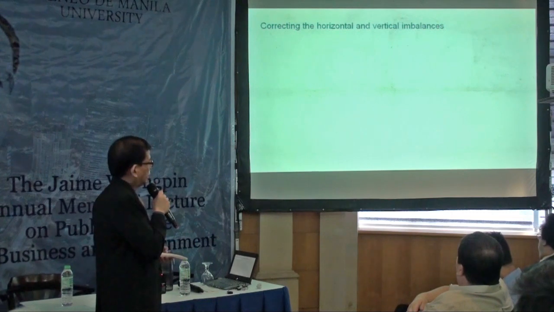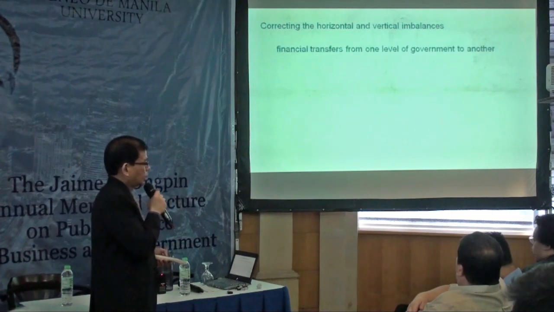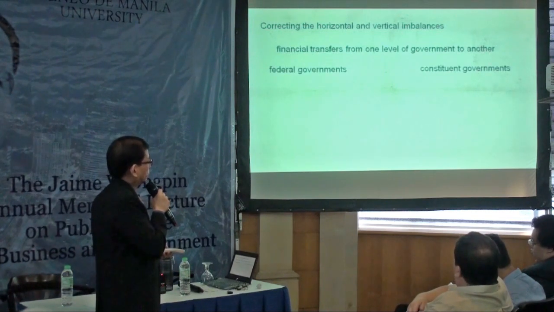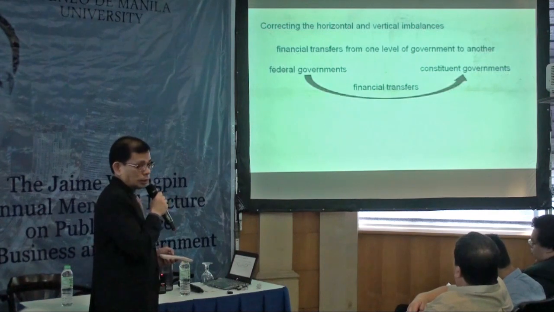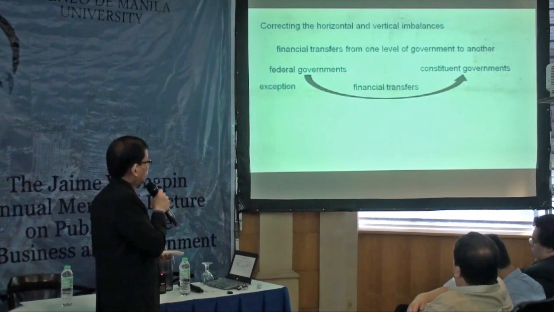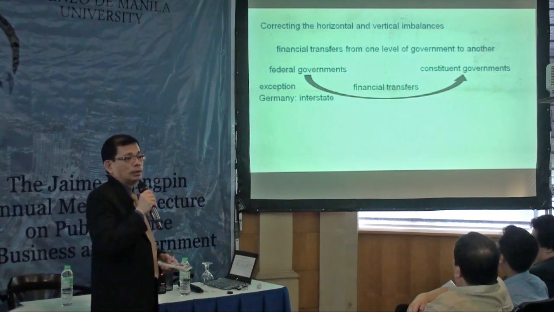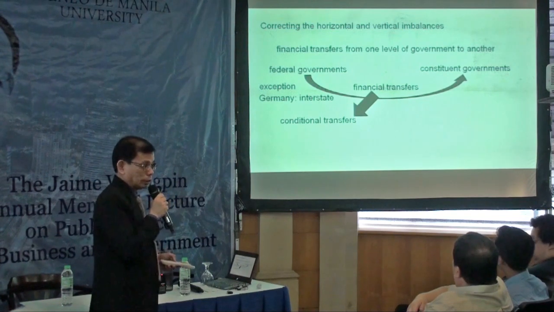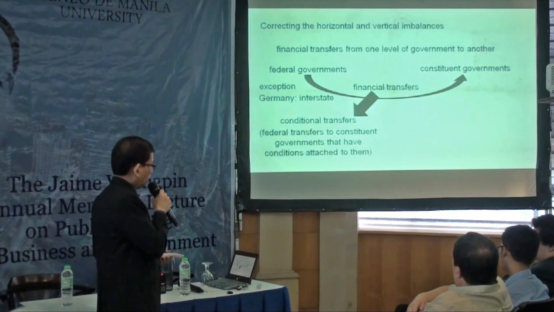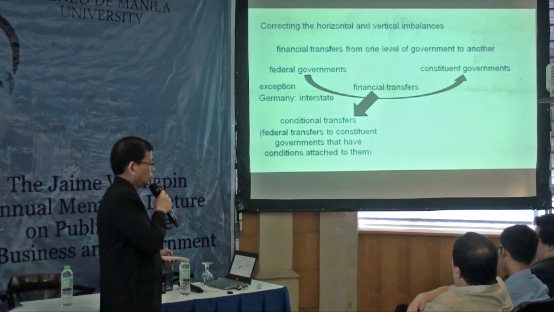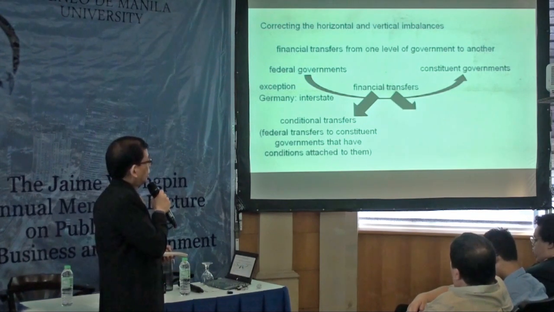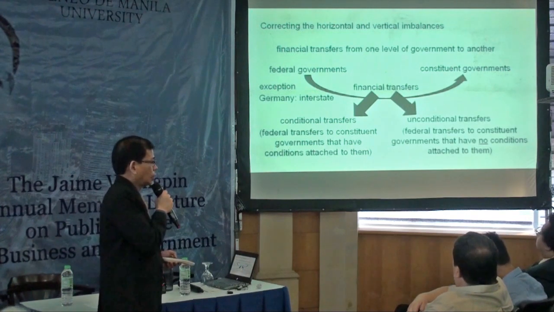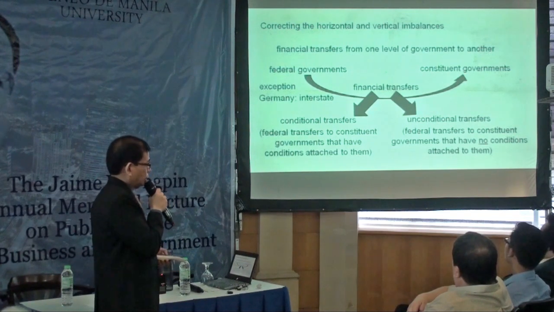Correcting the horizontal and vertical imbalances would be financial transfers from one level of government to another. You have federal governments, constituent governments, and financial transfers happening here. One exception is Germany, which engages in interstate transfers. Financial transfers could be conditional, wherein federal transfers to constituent governments have conditions attached to them, or unconditional, wherein federal transfers to constituent governments have no conditions attached to them.